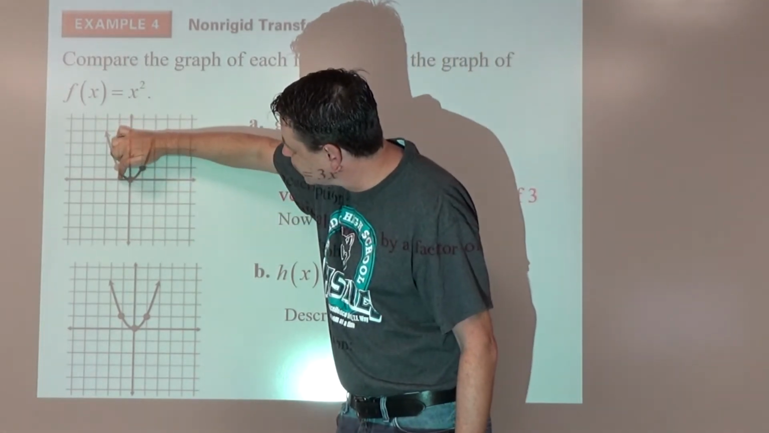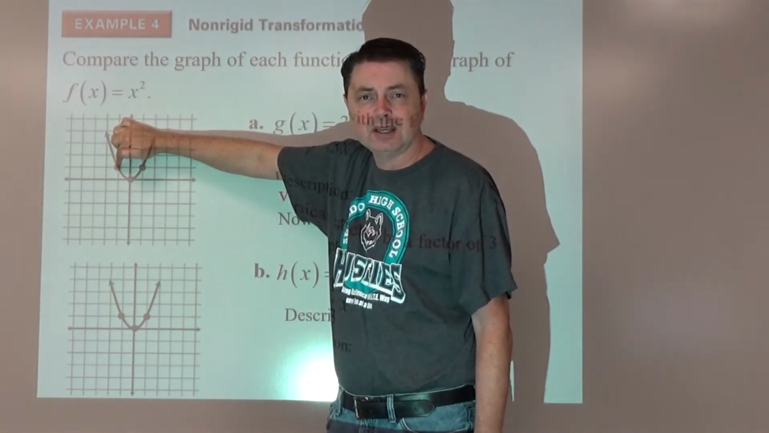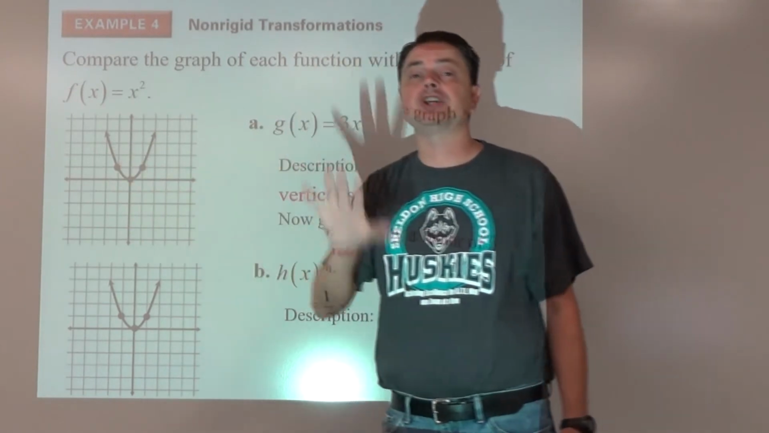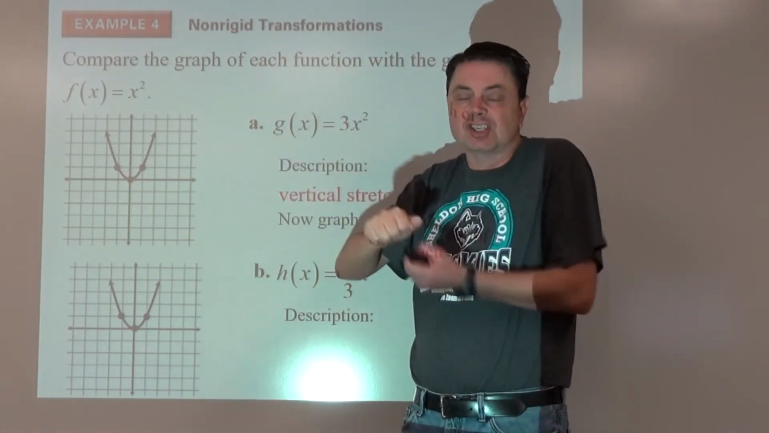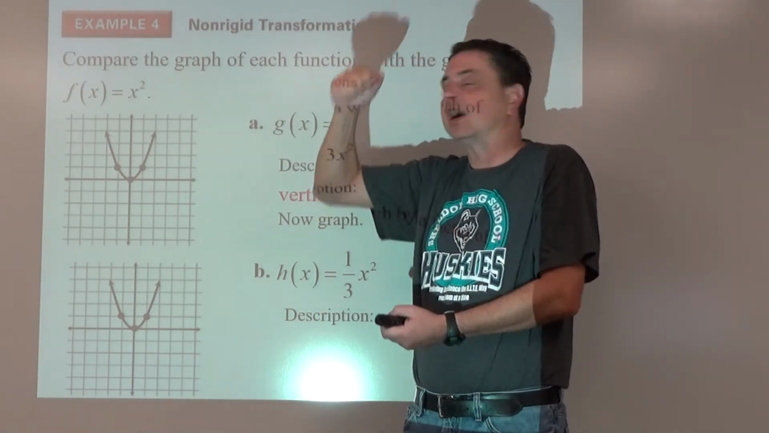So this one was negative 1 comma 1. It's now negative 1 comma 3. We do not change the x coordinate. We multiply the y coordinate. It doesn't go up 3. It's stretched until it's now at 3.